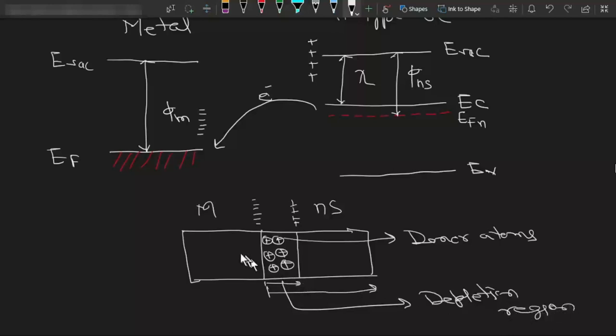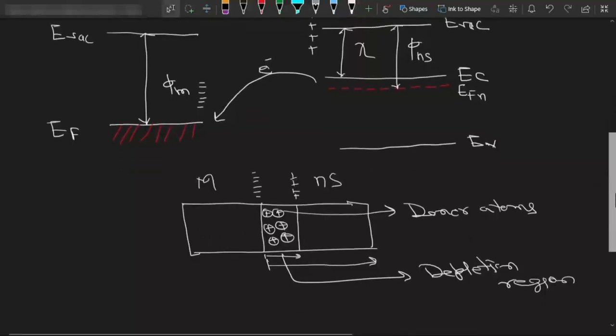Since there are plenty of electrons on the metal side, when we add electrons to this side, there is no difference between the Fermi level before and after adding these electrons. So there is no change in the Fermi level of the metal, but there is a certain change in the semiconductor side up to this length or this depth. In this way, there is band bending in the semiconductor side and there is no band bending in the metal side.